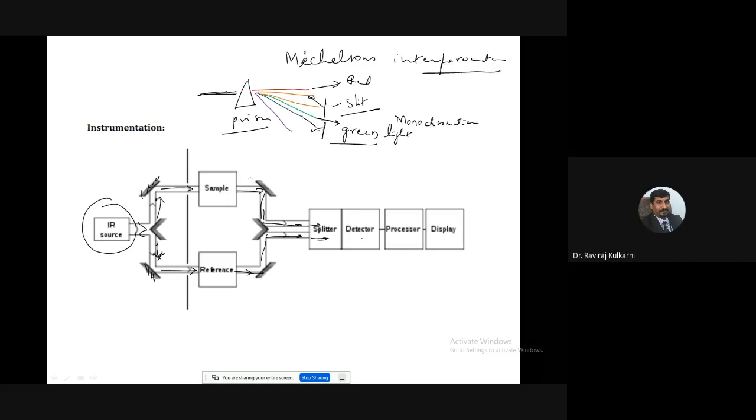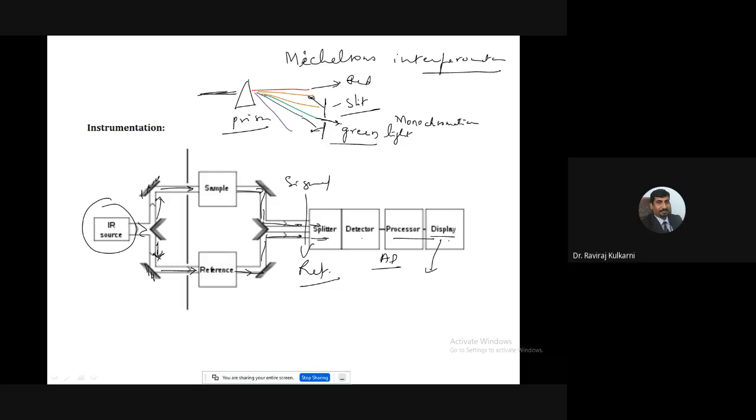This is the signal, and this minus the reference gives you the actual signal. That signal is processed, analog to digital conversion, A to D, is done, and then it is sent to a display.